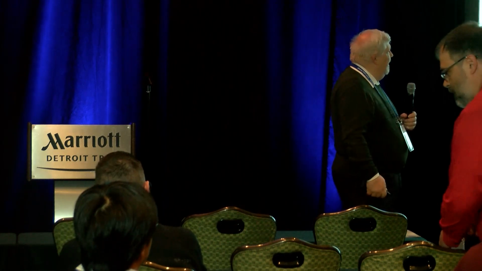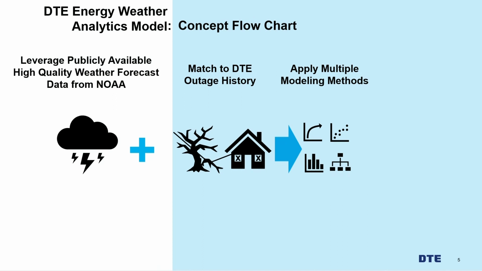Then we apply analytic modeling methods, multiple modeling methods. You're going to see a little bit of detail about a group of regression models today, but we've actually used a variety of methods, and we're ensembling them. We're using a means to combine the result from multiple methods to predict a single outcome.